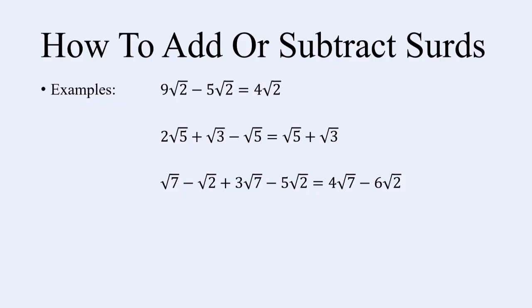And finally, if we want to simplify square root of 45 plus 4 root 5, well, first we need to simplify the square root of 45, and simplifying root 45 gives 3 root 5. Therefore this becomes 3 root 5 plus 4 root 5, which becomes 7 root 5.